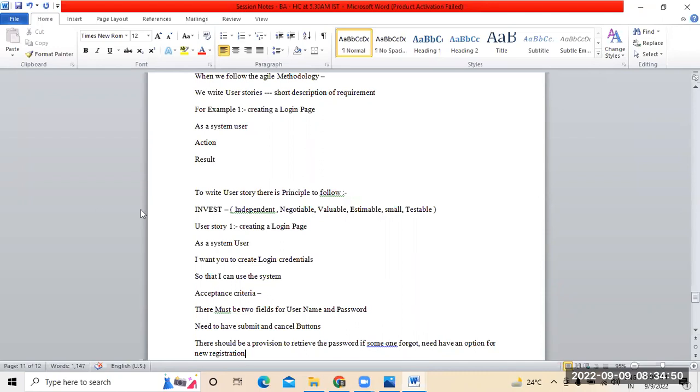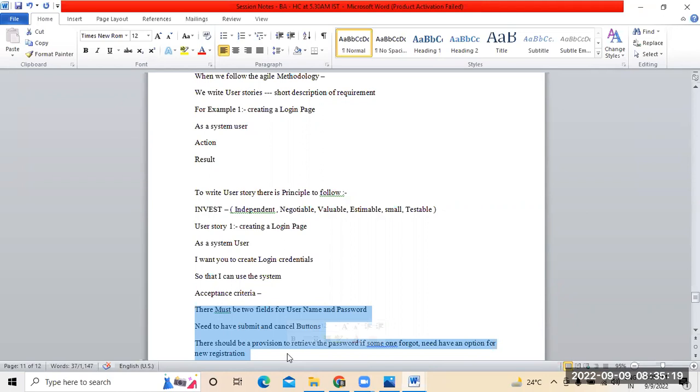Why? Because unless you have this acceptance criteria, the development team doesn't know how it should look. But that is one reason. The second reason is that it is not only for the development team, it is for the testing team. For example, in the traditional model, we prepare test cases, right? How the functionality looks like, we prepare a test case. We means the testing team. The testing team will prepare a test case.